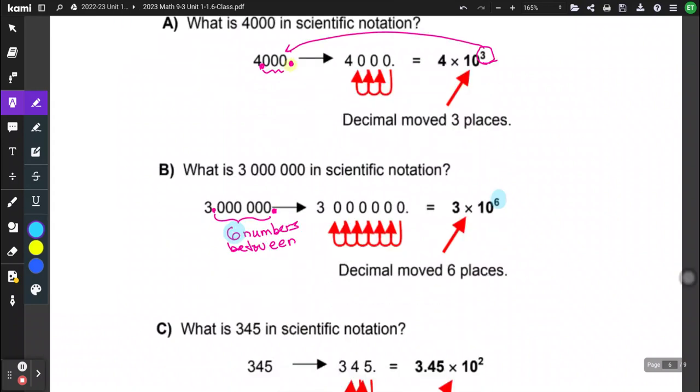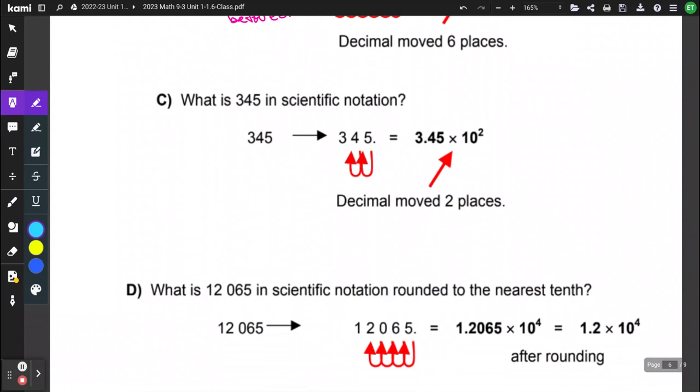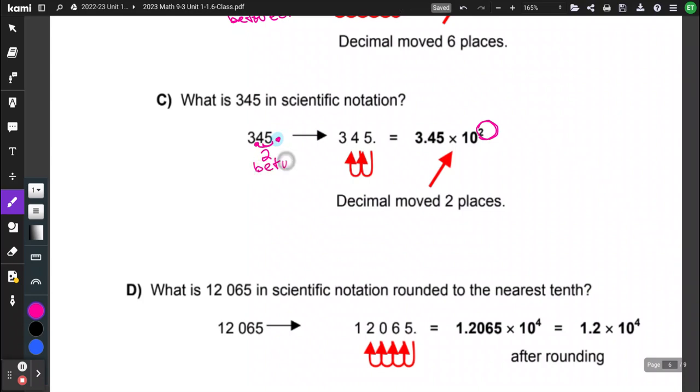Last couple examples. So letter C, 345. Again, we're going to draw our hiding decimal. Oh, darn it, I'm in highlighter again. Hiding decimal, put where it goes. It's supposed to go between the 3 and the 4. How many digits are in between there? 2. So I have 2 numbers in between. That means I'm going to have a 2 on my 10. That's all it tells me. Okay? So 2 numbers between my decimals.